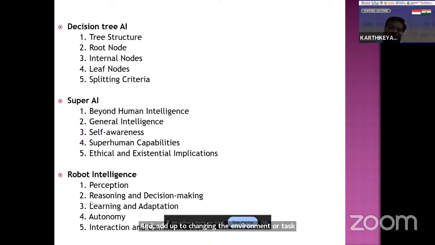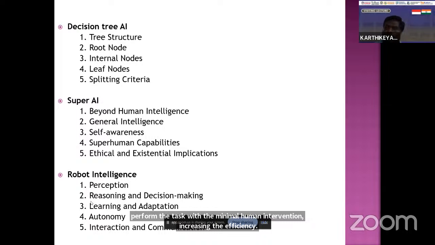Robot intelligence also includes autonomy. Autonomy is nothing but that intelligent robots have varying degrees of autonomy, ranging from fully autonomous systems capable of operating independently to semi-autonomous systems that require human supervision or intervention in certain situations. Autonomy enables robots to perform tasks with minimal human intervention, increasing efficiency and versatility.